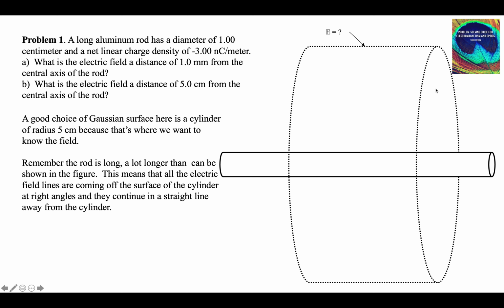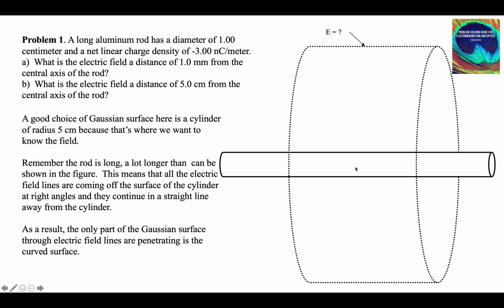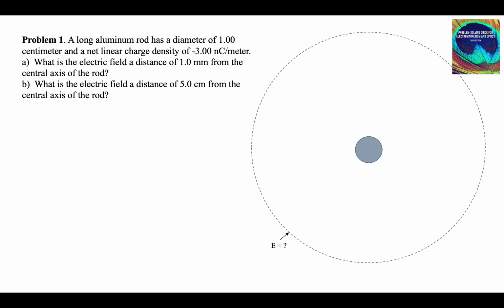All of the field lines are parallel to the two circular edges, the top and the bottom of the cylinder, the flat pieces. So no field lines go through the flat pieces. They all go through the curved surface, and they all hit the curved surface at a right angle. So E vector dot A vector is E times A for the curved surface. E dot A for the flat surfaces is 0.